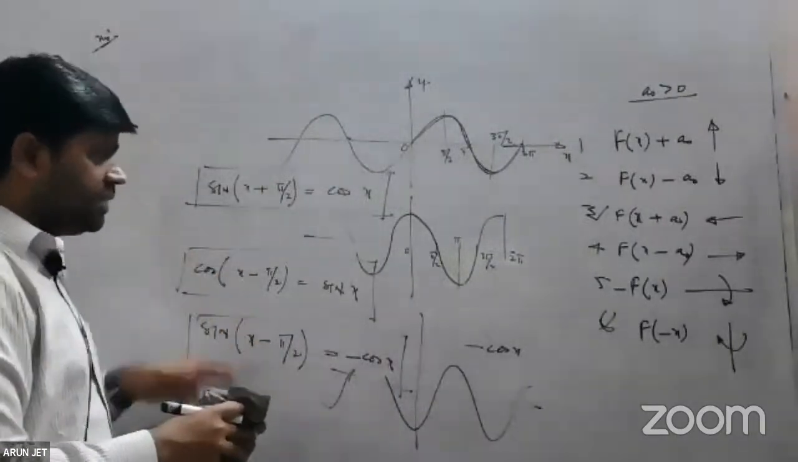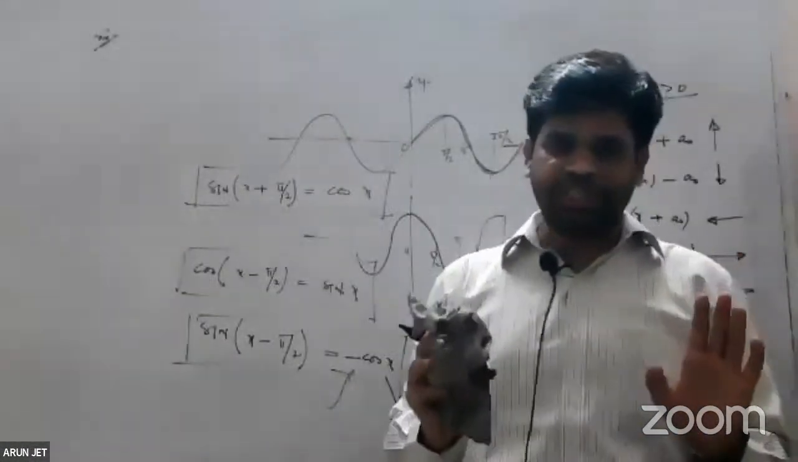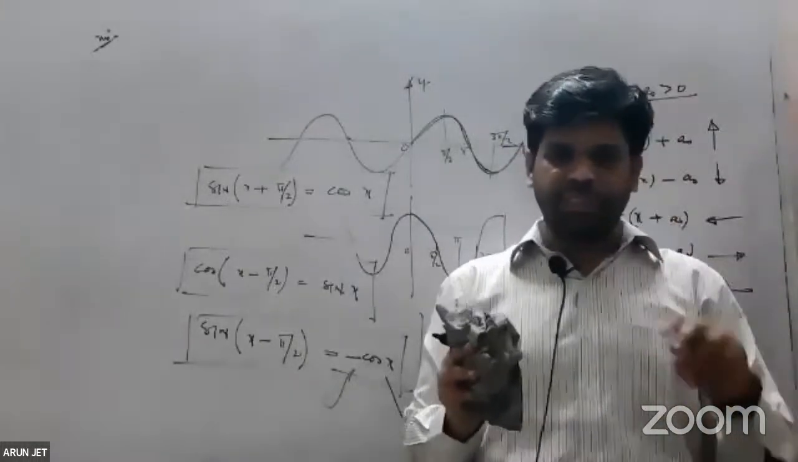So these transformations are very easy for us to conclude from the graphs. If we know just two graphs, we are done. If we know how sine and cos look, we can quickly tell all the transformations.